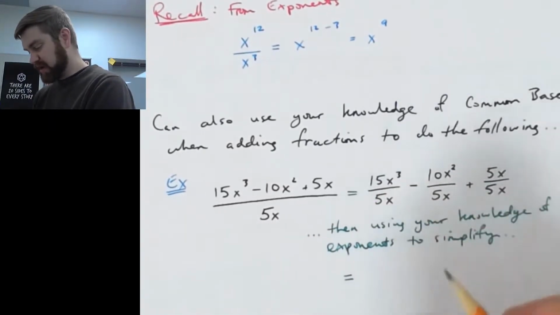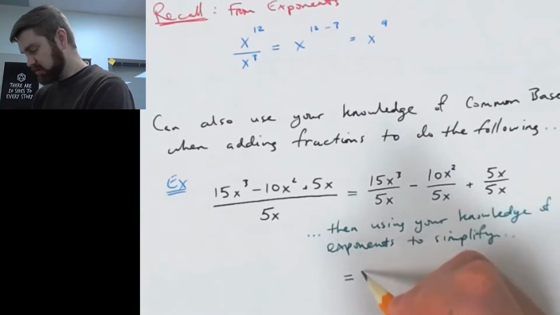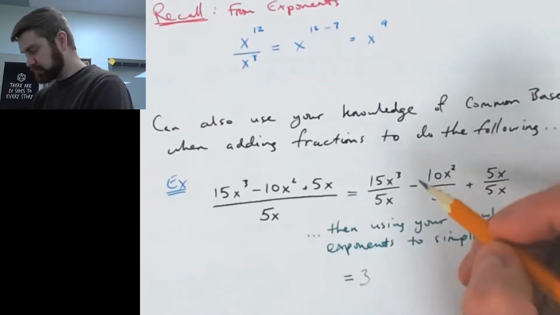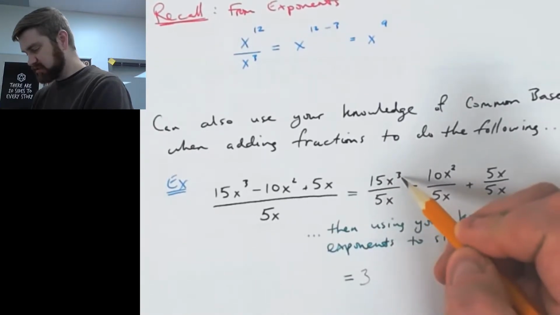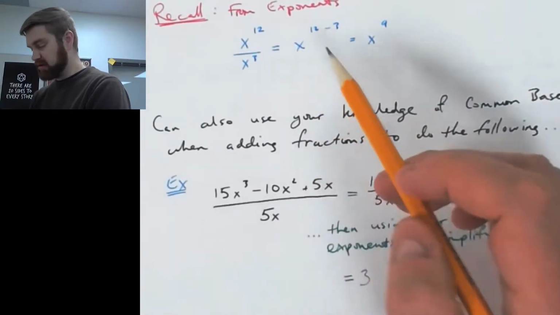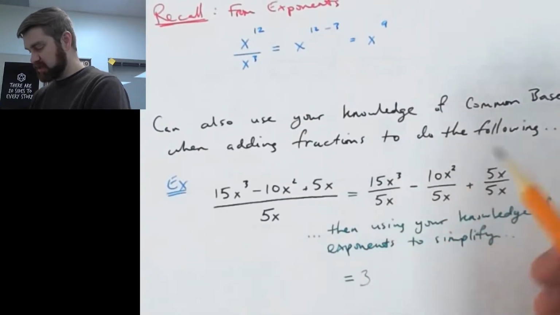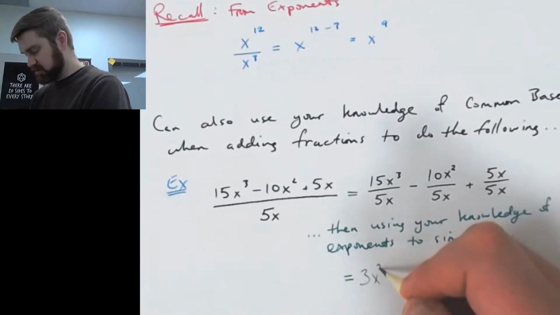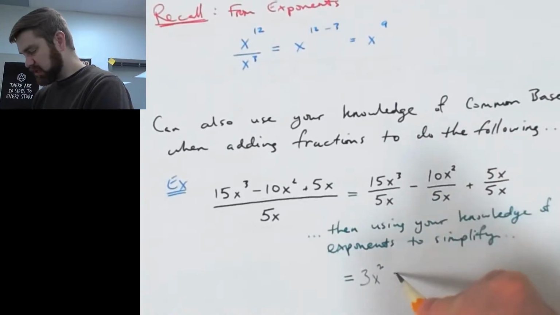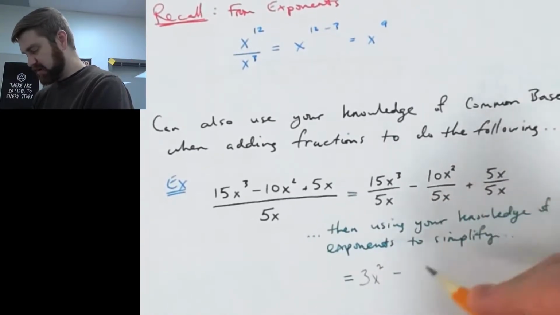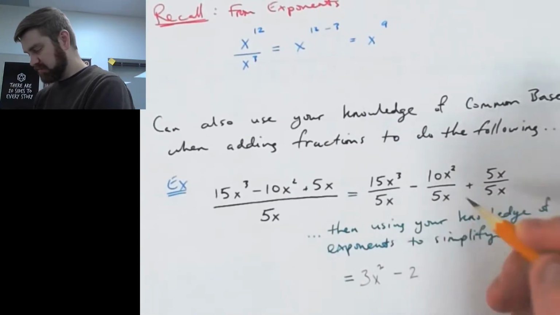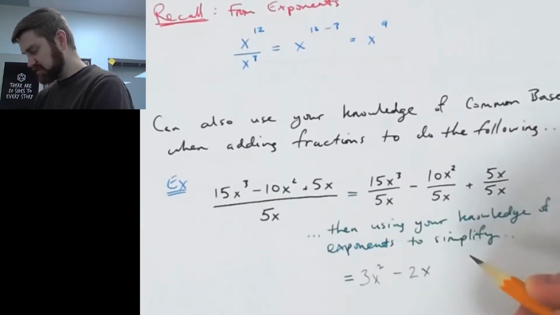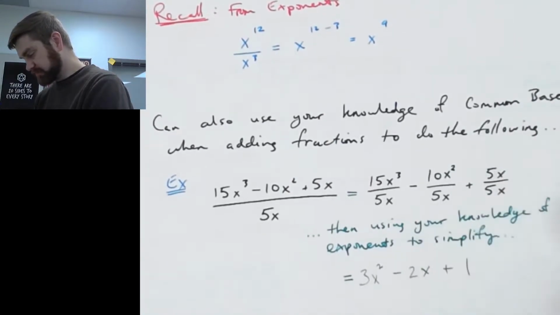If we use the same techniques from previous years, we can reduce 15 over 5 to 3 over 1. We can reduce x cubed over x using the same technique we used up here to go 3 minus 1. Then we can move across and reduce 10 and 5 to 2. Then 2 minus the implied 1 gives me a single x. And then 5x over 5x is simply 1.